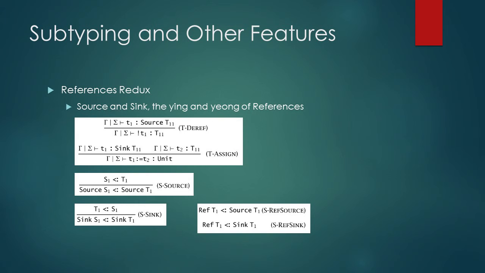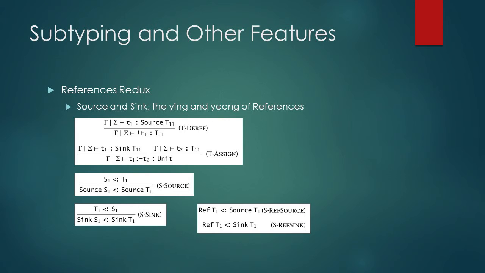Source reads but does not write, while Sink writes but does not read. As an astute observer will note, Ref is a combination of their two abilities. Source here is seen to be covariant, since it's possible to read from a type to its supertype. Sink is contravariant, since supertypes can always be written onto subtypes.